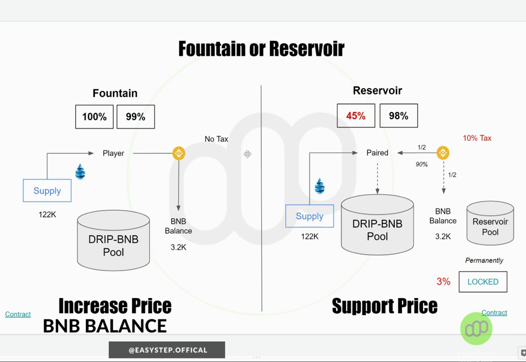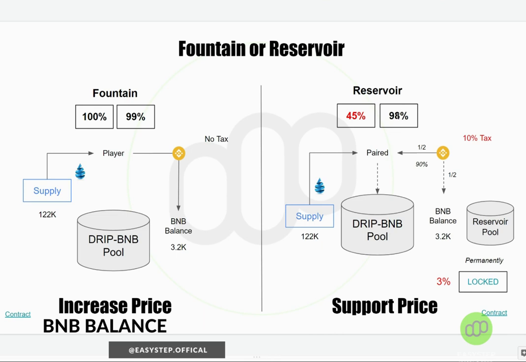So this is the second way that we can add BNB to the BNB balance. And the third way is the reservoir. Now, when a person comes in and out of the reservoir, there's a 10% tax. And only 98% of that BNB is added to the BNB balance. And that's because 2% is immediately paid to the stakers in the reservoir. 5% is added to the reservoir pool, and 2% of that reservoir pool is paid to the stakers in the reservoir on a daily basis.